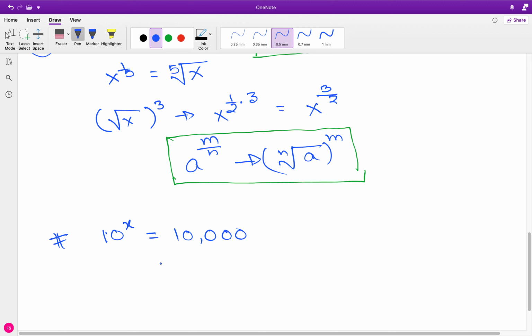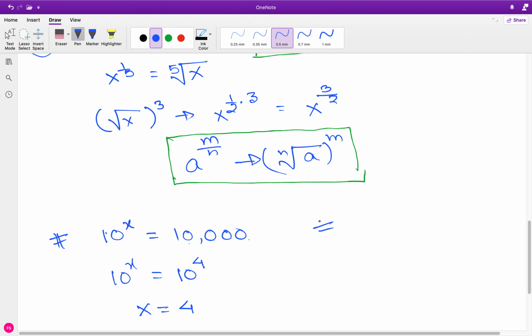If we can write down both the numbers with the same base, then we can just equate the powers. For example, 10 to the power of x, there is nothing to simplify, it's just that. But instead of 10,000, this can be written in terms of 10. Like you can write 10 to the power of 4. This is the same thing as this one. So whenever you have the same base, you can just solve for the power. In this case, it will give us x equals 4.